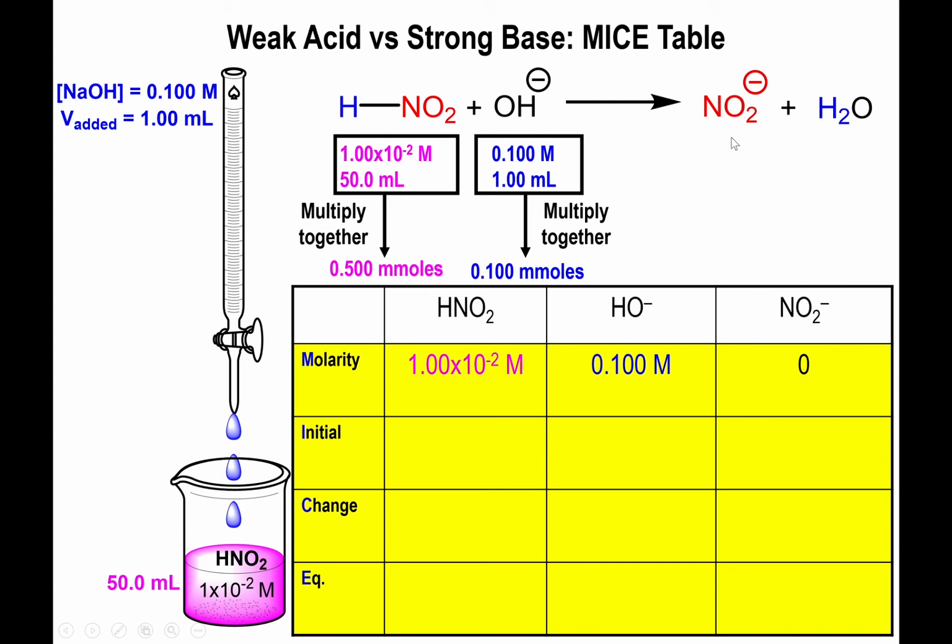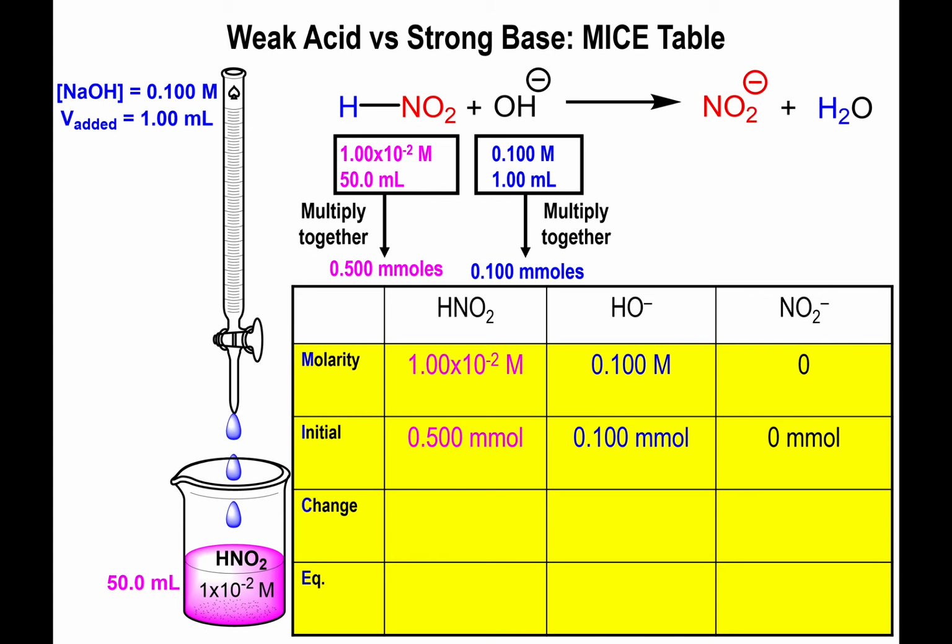There is no concentration for NO2 minus to begin with. The initial amount is simply obtained by multiplying the volume by the molarity. So that's the 0.5 millimoles and the 0.1 millimoles of hydroxide. As of now, we have no millimoles of nitrite.